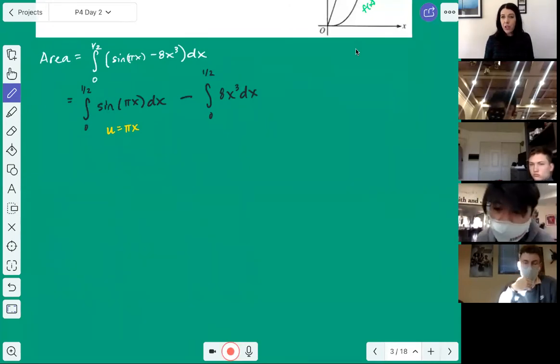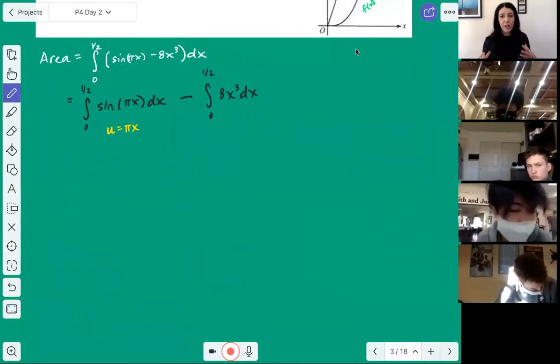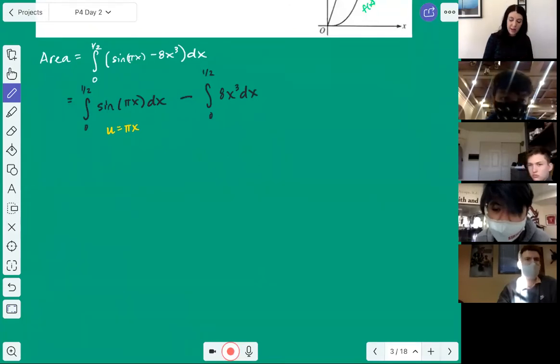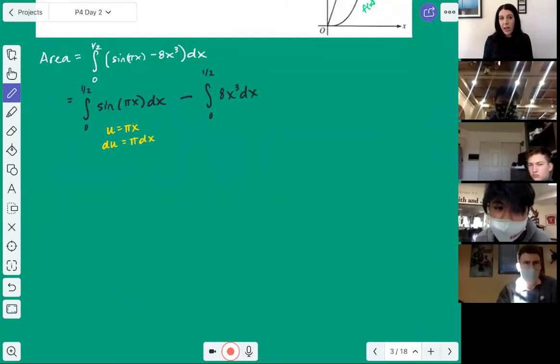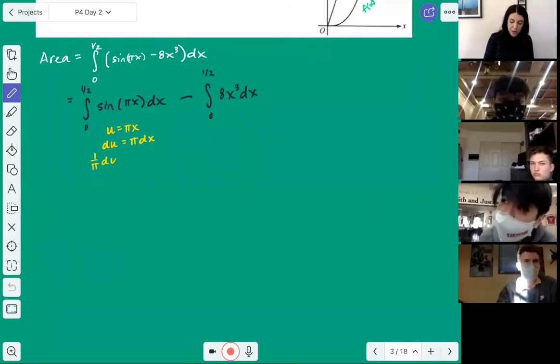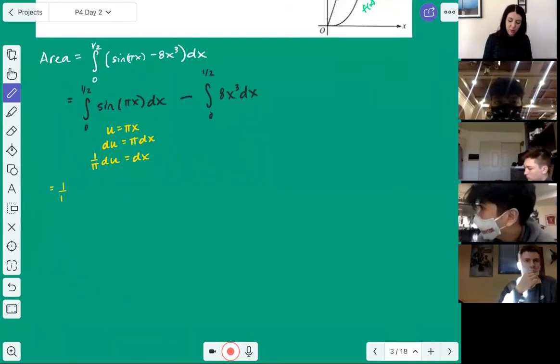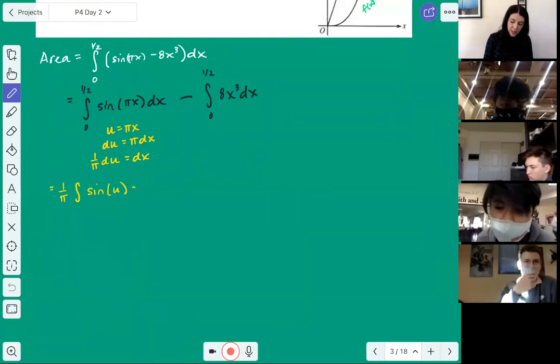If you don't have this shown, or if you feel like you found a quicker way, make sure you're marking this up on your paper so that you get this correct in future problems. The next step would be du equals pi dx. And then I would divide over the constant. So I'd have 1 over pi du is equal to dx. So that allows me to change this integral to 1 over pi, the integral of sine of u du.